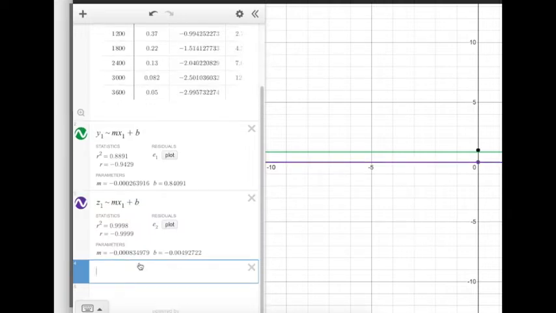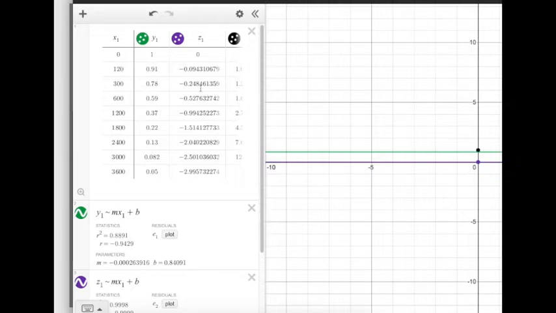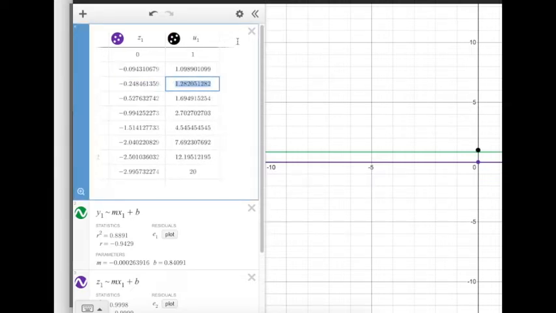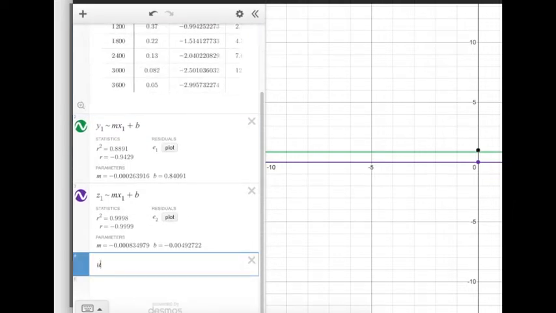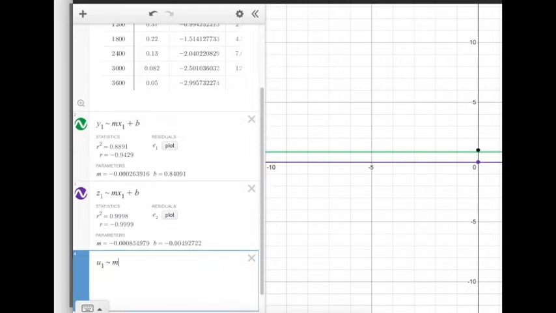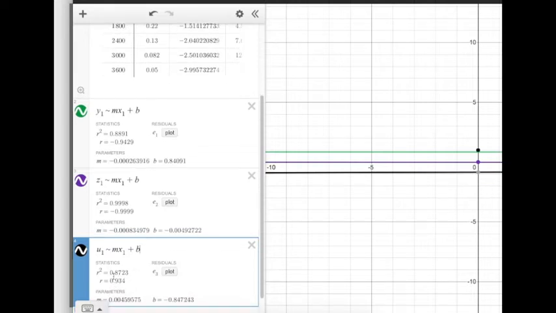I do want to go ahead and check my second order, though. Time, concentration, natural log of concentration. U1 over here is my 1 over concentration data. So I'm going to try that. Hey Desmos, is U1 proportional to a slope times my x1 data plus a y-intercept? And you can see there that I get some R values, but they are not as good at all.